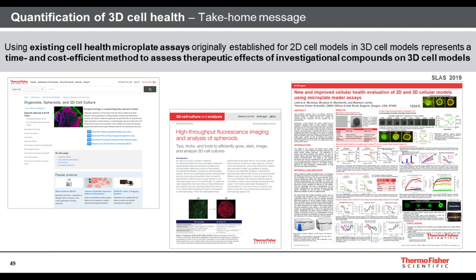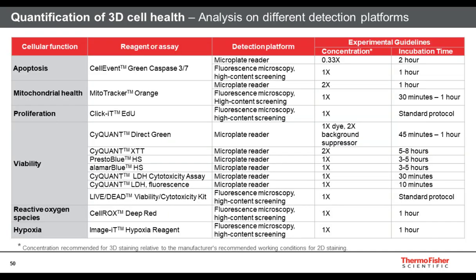We have collected here some of the resources that are available for you on our web pages. We have recently published an application note that covers a number of tips and tricks for performing high-throughput fluorescent imaging and analysis of spheroids. I think we recommend it as a really good tool to start and to know how to approach this transition between 2D and 3D.